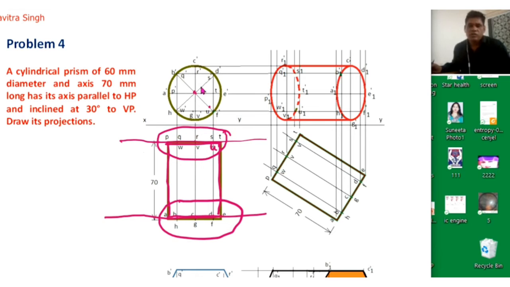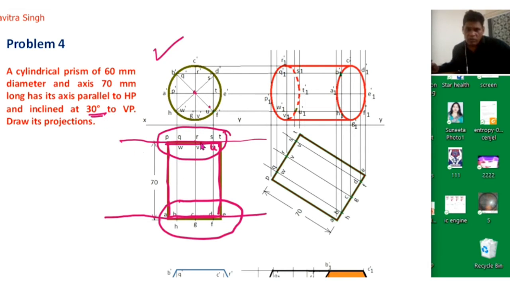So now this is the simple projection of this cylindrical plane which is lying on the horizontal plane. Okay, now we will try to solve the second condition. In the second condition, it is given that this is inclined 30 degree with the vertical plane.